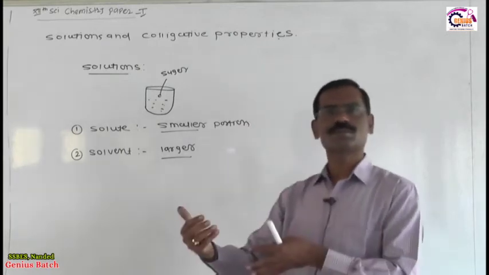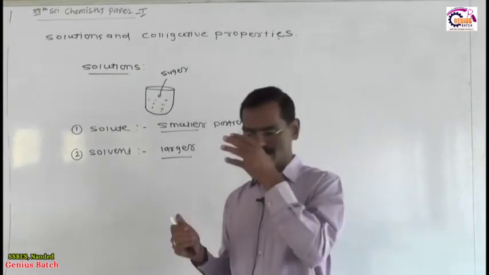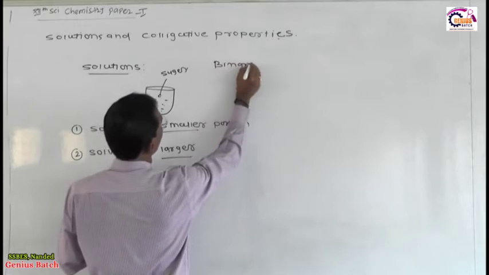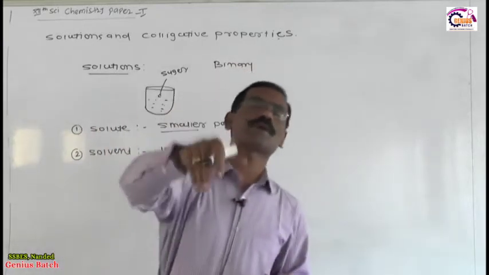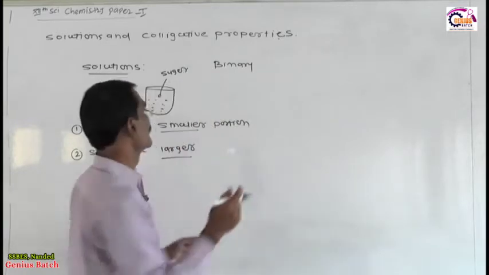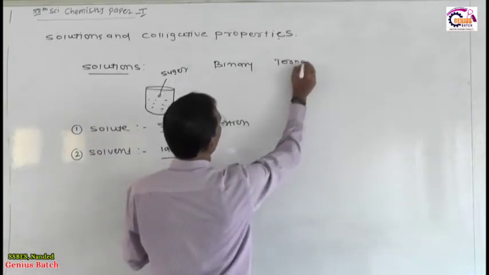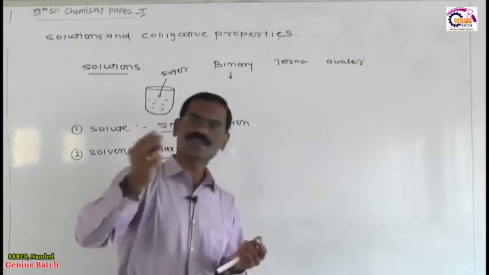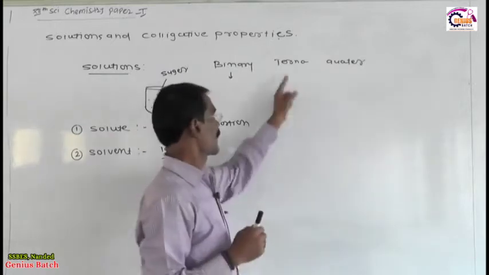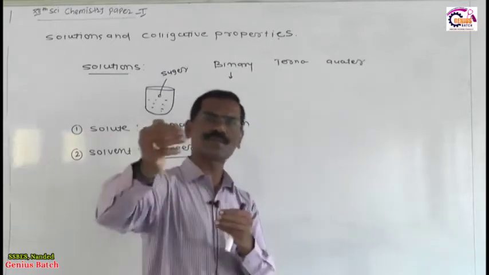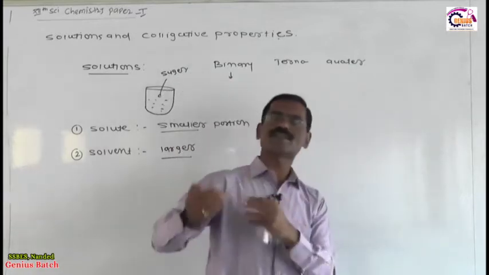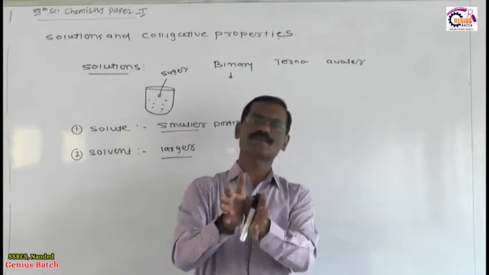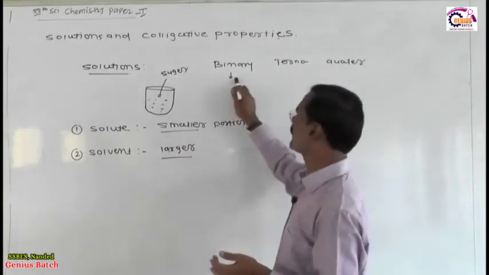In the classification of solution, the first classification is the binary solution. The classification depends upon the number of components in the solution. Go very systematically: binary solution, then ternary solution and quaternary solution. What is the meaning of binary solution? The solution which is made up from only 2 components. What is the meaning of ternary solution? The solution which is made up from 3 components. What is the meaning of quaternary solution? The solution made up from 4 or more components is called quaternary. But for your syllabus, the binary solution is very important.